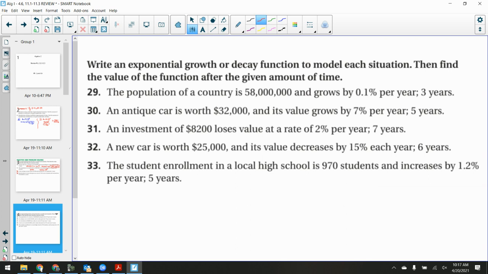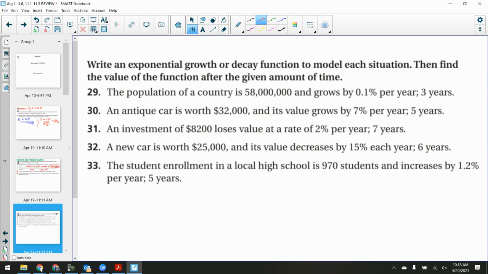Number 29, Hayden. Which one? Number 29. I got 59,757,458. Fifty what? Is it million? I got 58 million. Oh, okay. What did you do? What was your equation? Do you know? Did you write it down? Yeah, I wrote it down.